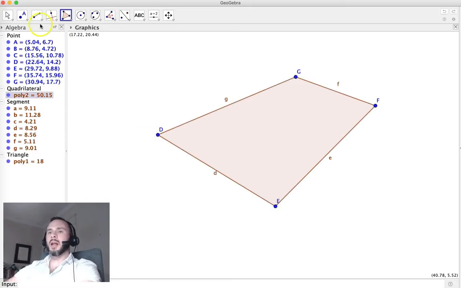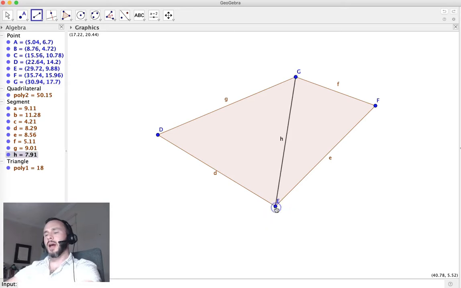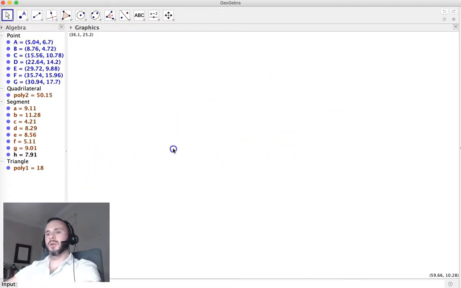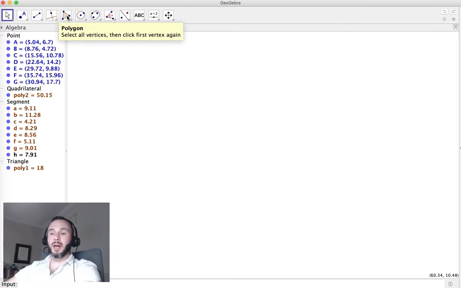Okay, and now notice that I can add a line segment from here to here, and it actually does divide the interior of that quadrilateral down into two triangles. Okay, so we've divided up the four-sided shape into two three-sided shapes. Okay, and of course the same thing would happen with a regular quadrilateral, like a rectangle or a square.